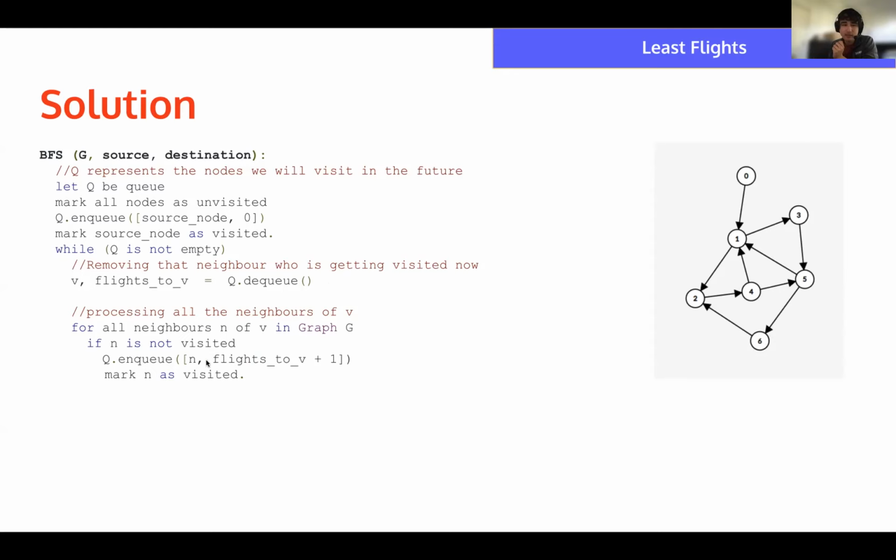This code actually needs one more if condition, which is here: if v equals destination, return flights to v. Because we're done. We found it. We've reached our destination. Cool. Any questions about this?